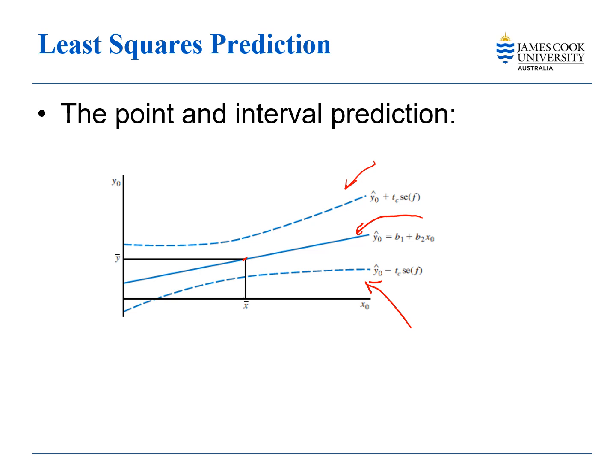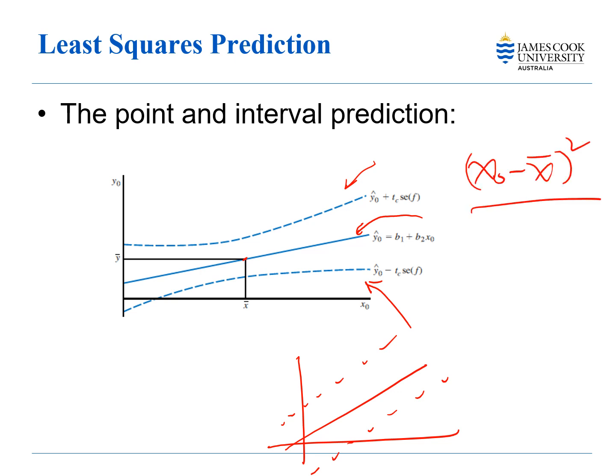One thing you want to observe is that the width of the band changes at different values of x0. This is because the further away x0 is from the sample average, the higher the value is, and that results in a higher variance for the forecast error. So we get a wider band.